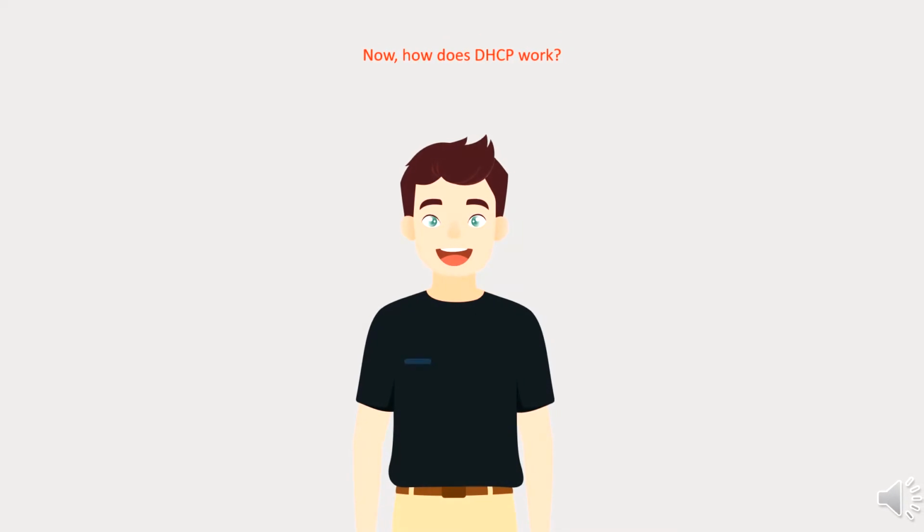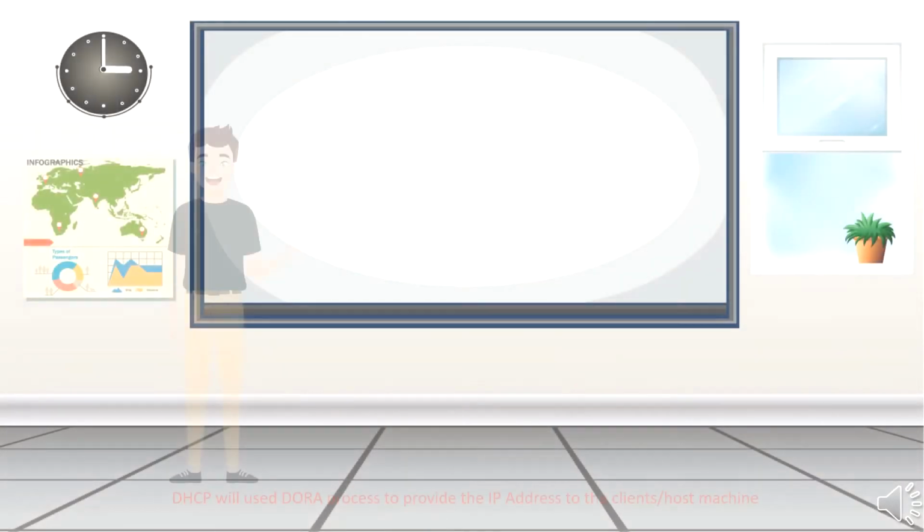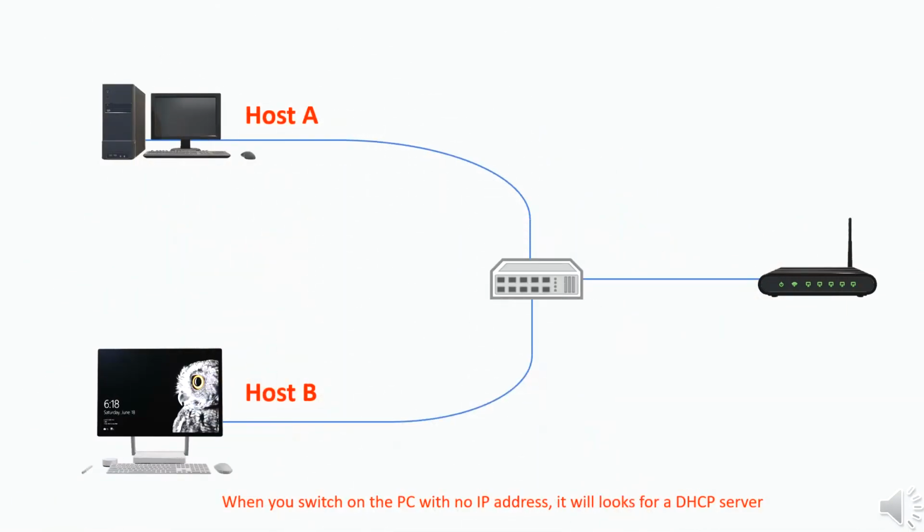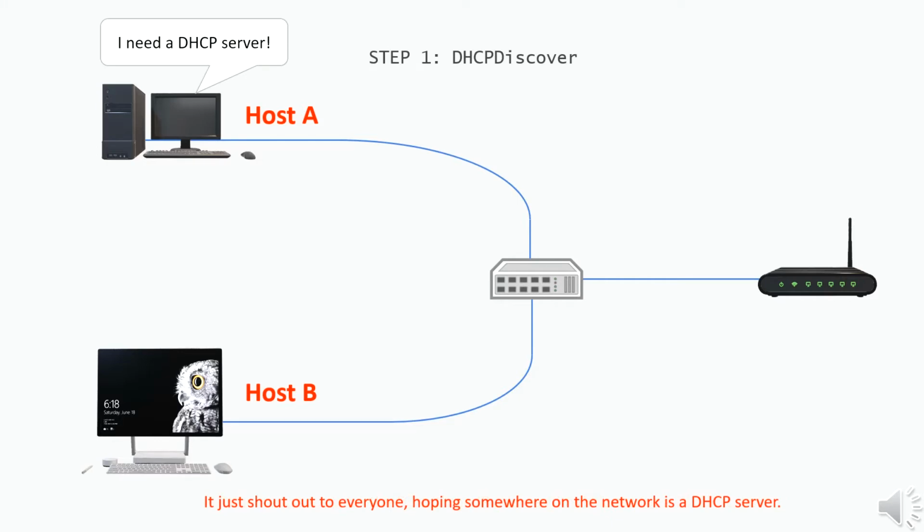Now, how does DHCP work? DHCP will use the DORA process to provide the IP address to the client or host machine. When you switch on the PC with no IP address, it will look for a DHCP server. It just shouts out to everyone, hoping somewhere on the network is a DHCP server. This is a broadcast message. All of the other devices get this message, look at it, and drop it. This step is called DHCP Discover.